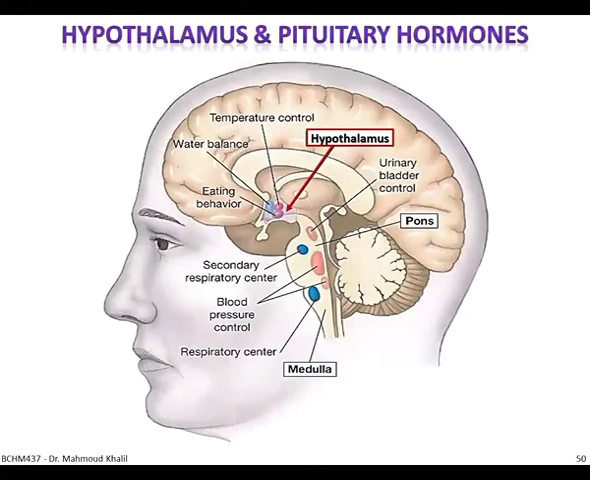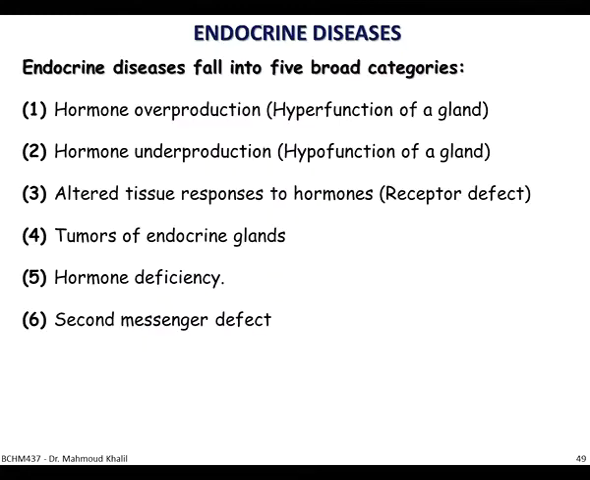So Doctor, can you repeat number 4, please? Number 4. Tumors of the endocrine gland. If the endocrine glands have tumors, like tumors in the thyroid gland or the pancreas, it will lead to the overproduction of the hormone. Okay.